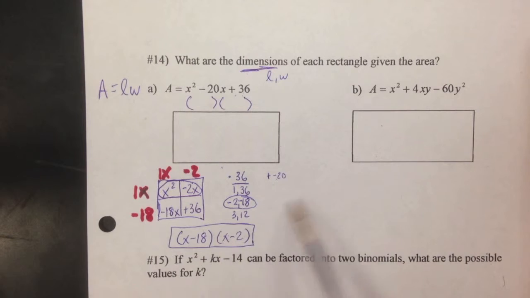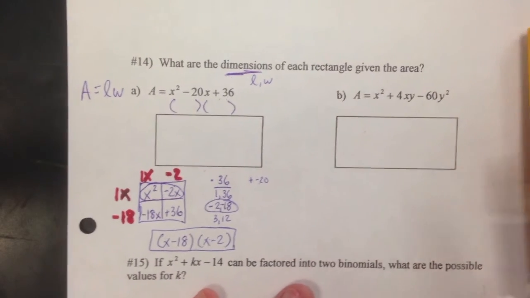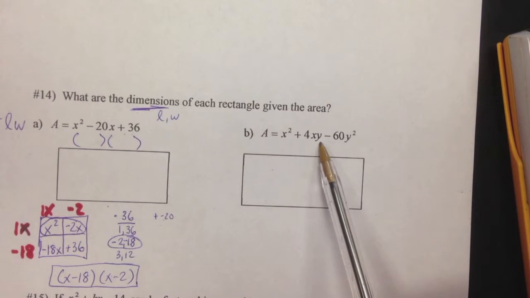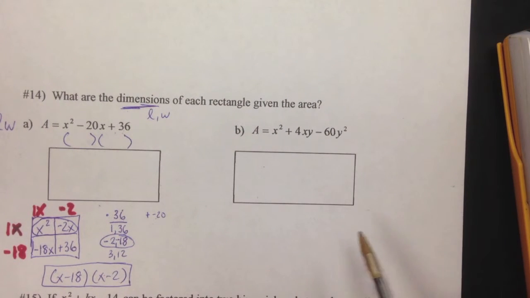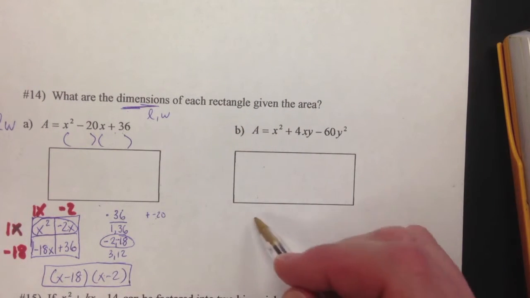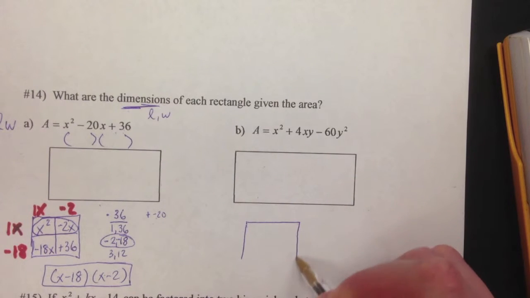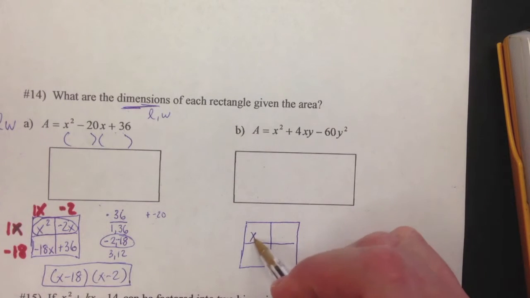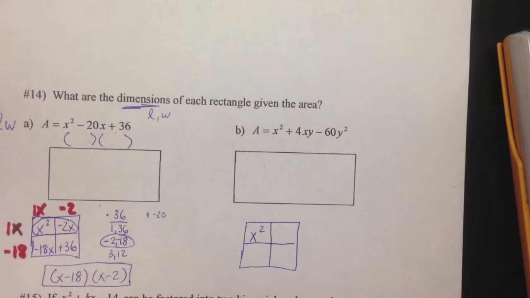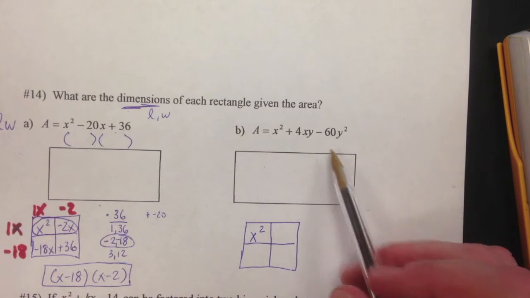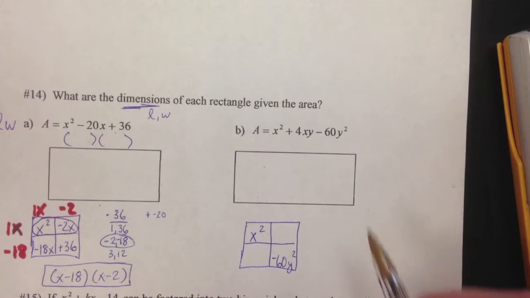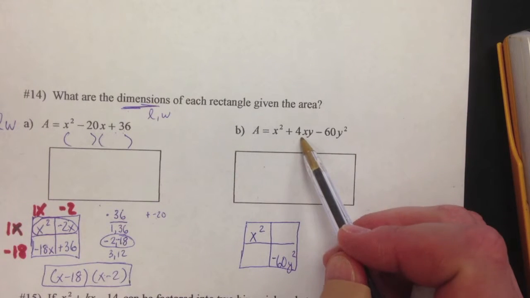All right, let's see if this will work over here in part B. So it's another area problem. This time we have x's and we have y's. Okay, no problem. Let's go ahead and set up a box. All right, so draw the box. I'm going to put x squared in the top left corner, and negative 60y squared is my bottom right corner. Now the middle term is going to be 4.